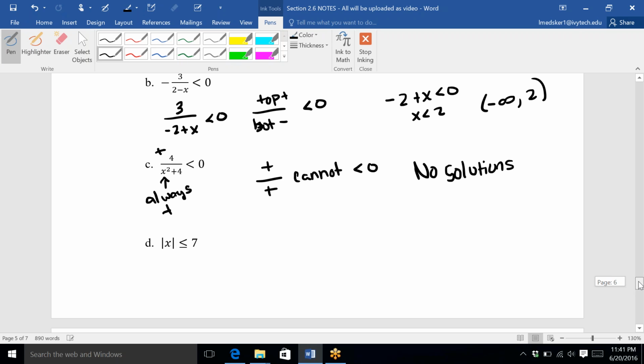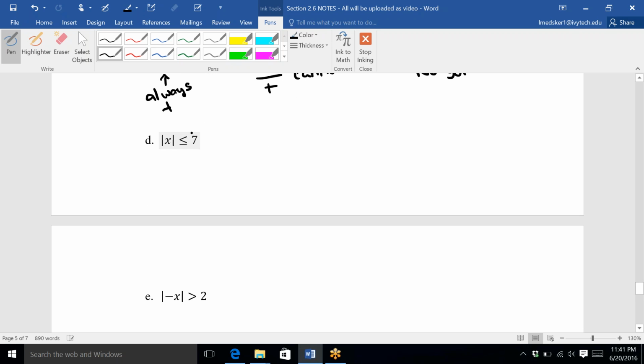Okay, now we have a couple of the absolute value examples. This one is a less than, and this is positive, which means it's not one of the special cases. So when it's a less than, you put the x or the argument in the middle, and you do less than or equal to on both sides, and we say it's either -7 to 7. So that would be -7 to 7 in brackets.